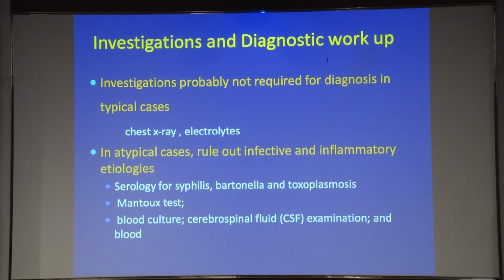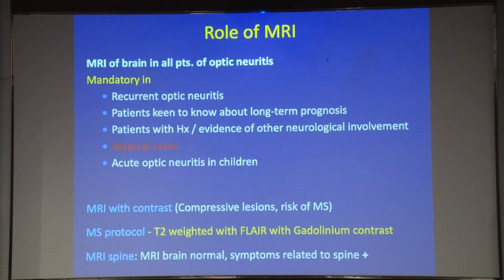Again, no real investigation per se is required from a diagnostic standpoint. We still remain clinical in our approach and understanding, but baseline investigations like chest X-ray and electrolytes in an Indian setting would be essential, especially as you're planning to give IV steroids. The risk of a tuberculosis flaring up or, of course, electrolyte imbalances would be there. In atypical cases, of course, the key thing is to rule out infective, inflammatory, and compressive causes.